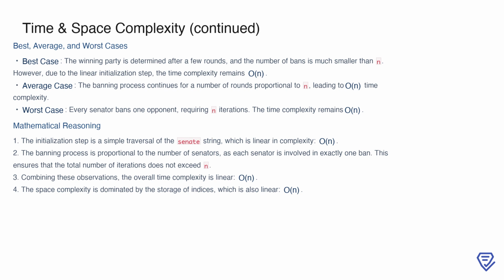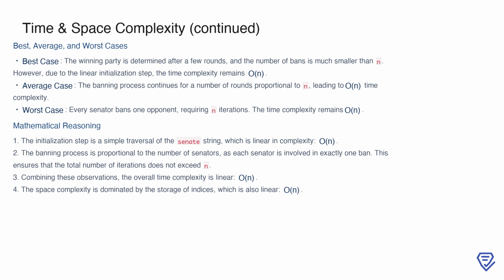In the average case, the banding process proceeds for a number of rounds proportional to n, which leads to a time complexity of O(n). In the worst case, every senator is involved in exactly one band, requiring n iterations of the loop. Even here, the time complexity remains linear at O(n).